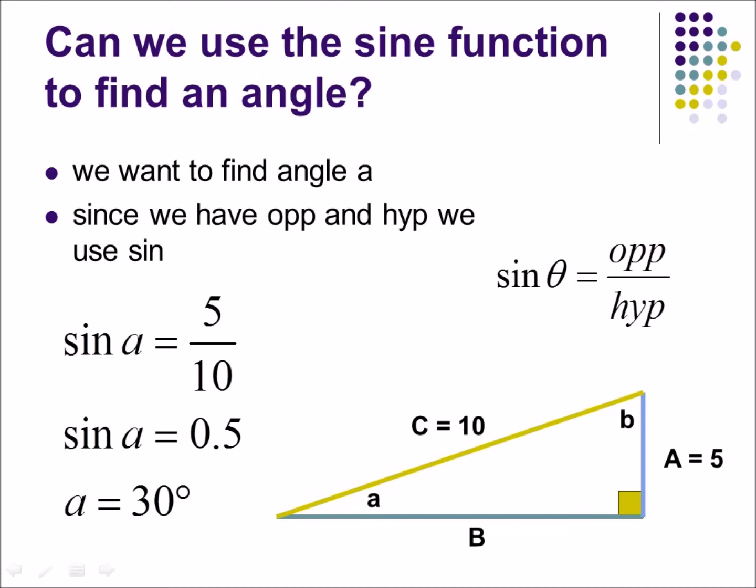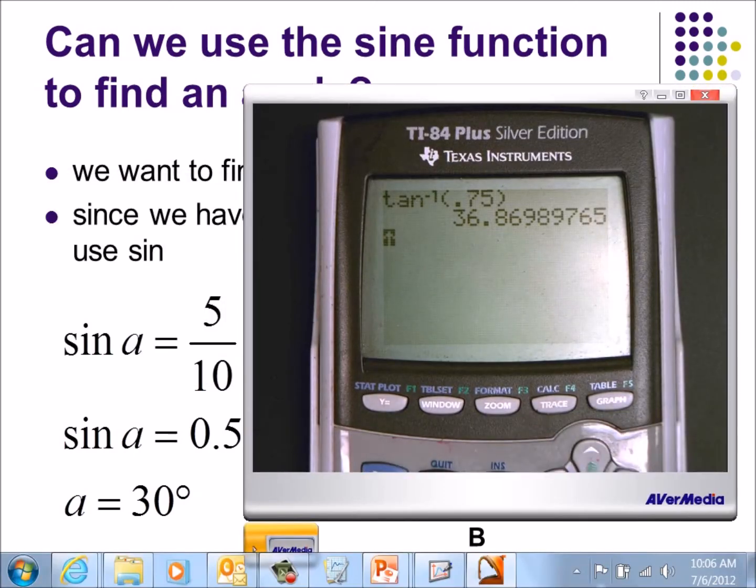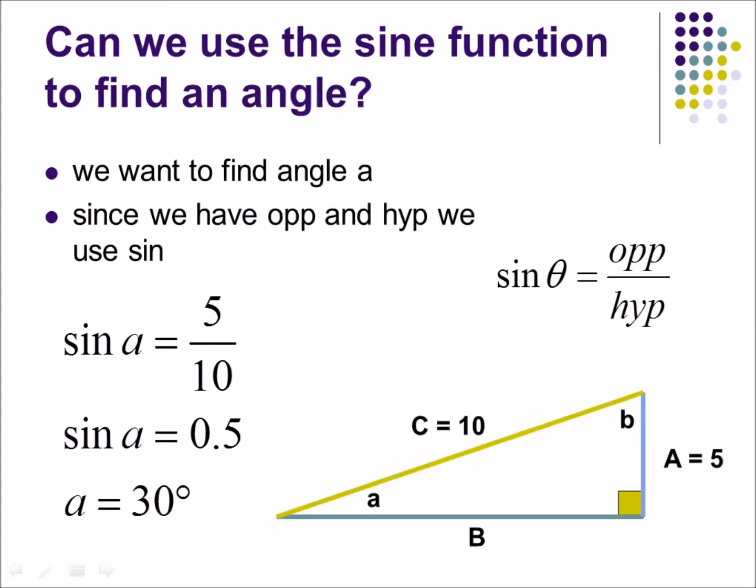Therefore, A is the inverse sine of 0.5. To undo the sine function, we take the inverse sine. Inverse sine of the sine of A is just A. And the inverse sine of 0.5 is 30 degrees. Again, on my calculator, if I do second sine of 0.5, it returns 30 degrees. So I know that's a 30-degree angle.